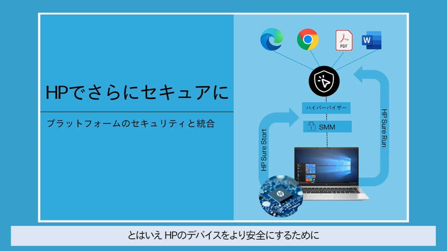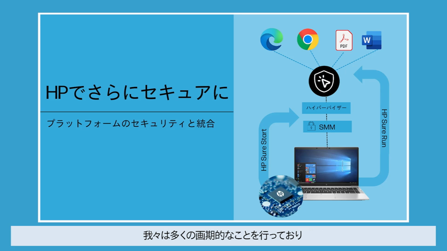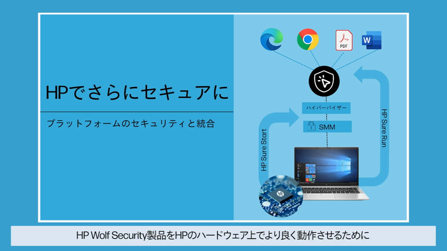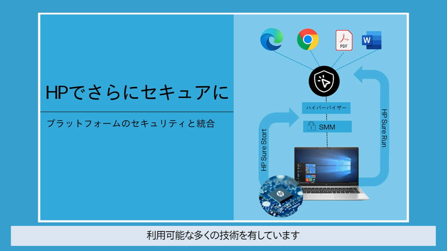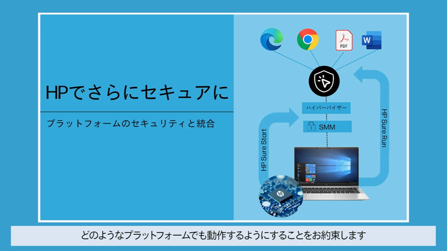Now, with that being said, there are things that we are doing to make the HP devices more secure, to more tightly integrate our Wolf Security technologies with our HP hardware. And we've done a lot of amazing things and have a lot of innovations that you'll see inside the controller and that are available on our hardware platforms that will make the HP Wolf Security products run better on HP hardware. But as I previously mentioned, we are committed to making sure that the SureClick and the SureAccess products that you've seen today can run on any platform.